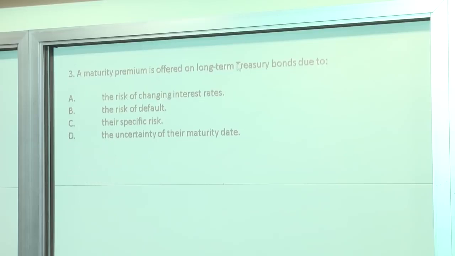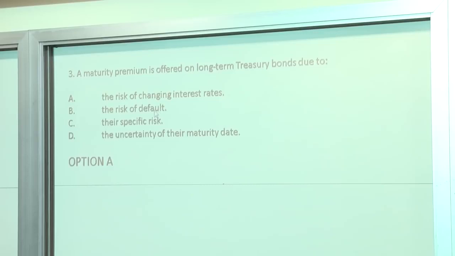Maturity premiums offered on long-term treasury bonds are due to the risk of changing interest rates, the default risk, the specific risk, or the uncertainty of the maturity date. So that's A, right? The maturity premium compensates for the longer waiting period in which there are price changes responding to the interest rate change. It's not the uncertainty of their maturity. Their maturity dates are certain at the introduction of the bond.